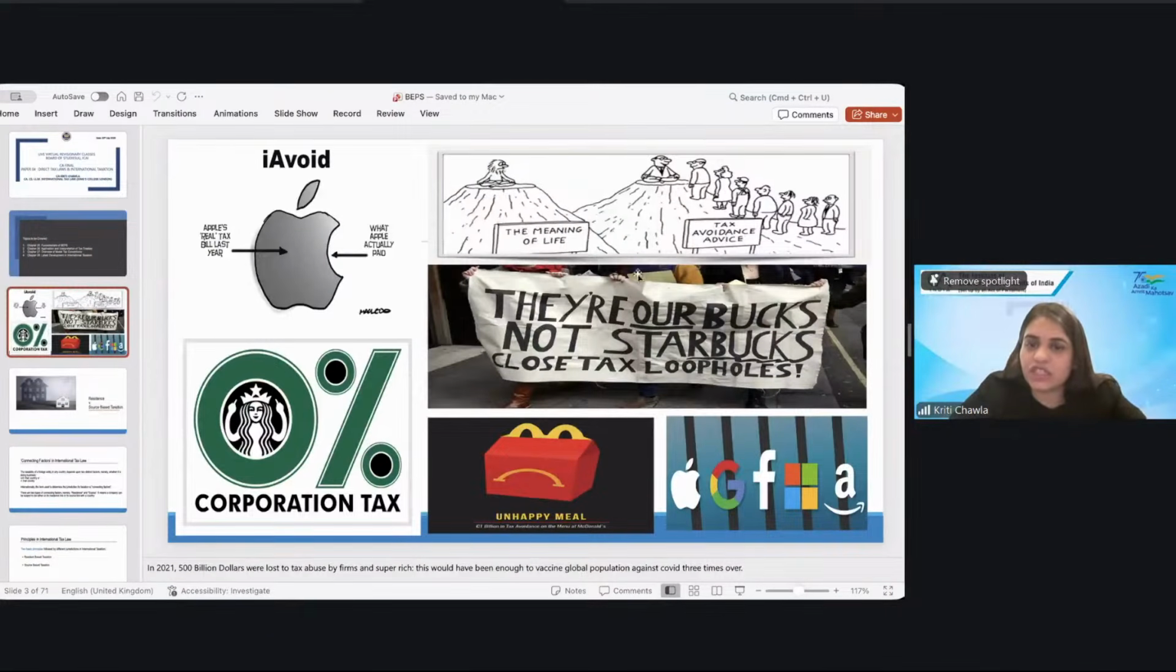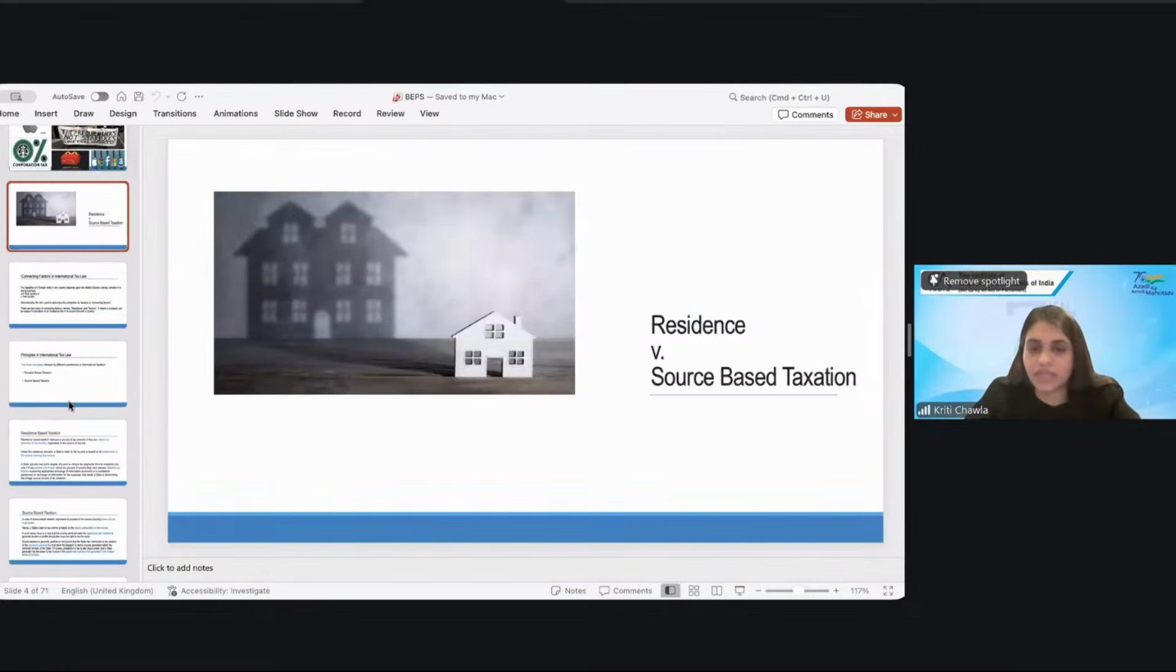So if you see this picture, there were a lot of protests that actually happened to close these tax loopholes, to close these tax avoidance strategies. And this is where they came up with some action plans which were called the OECD BEPS action plans. But to go into the BEPS action plans, we should read about some basics. So the first basic terminology before we jump onto BEPS and international tax is residence and source-based taxation.